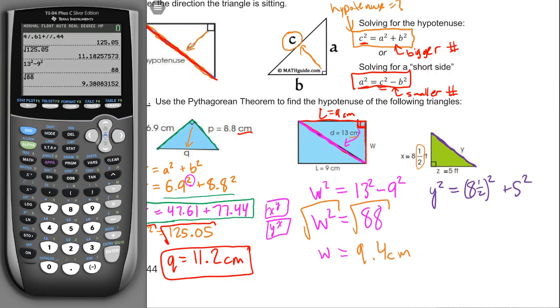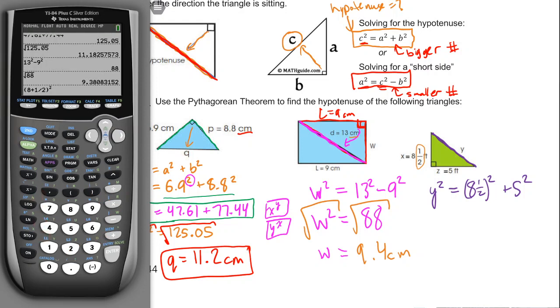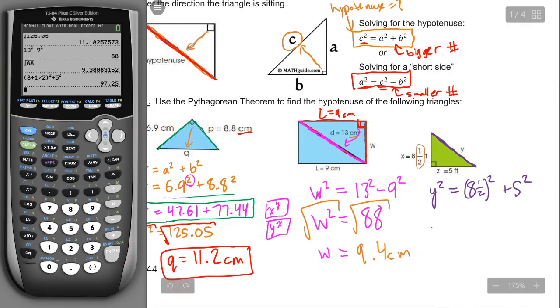Okay, so here's how I'm going to do it. I'm going to do brackets. 8.5 literally means 8 plus 1 divided by 2. So I can do (8 plus a half) squared plus 5 squared. And there you have it. It's 97.25. So y squared is 97.25.